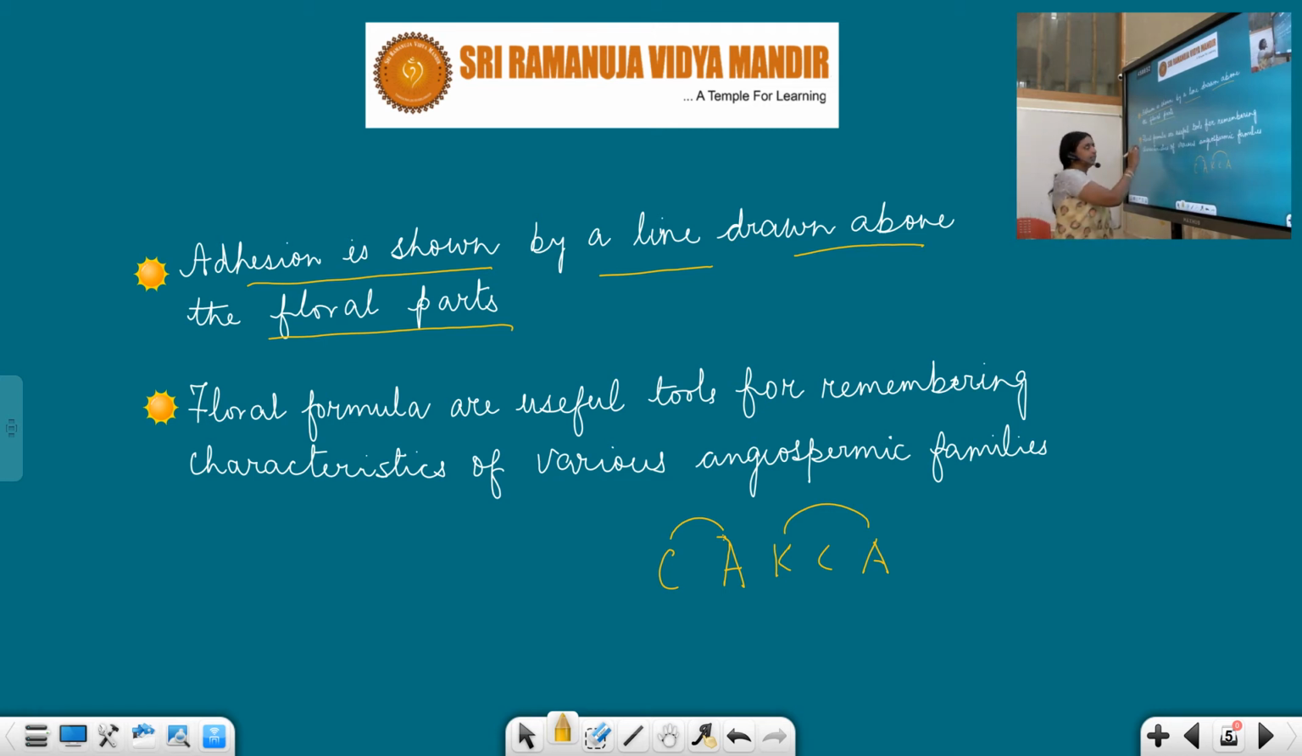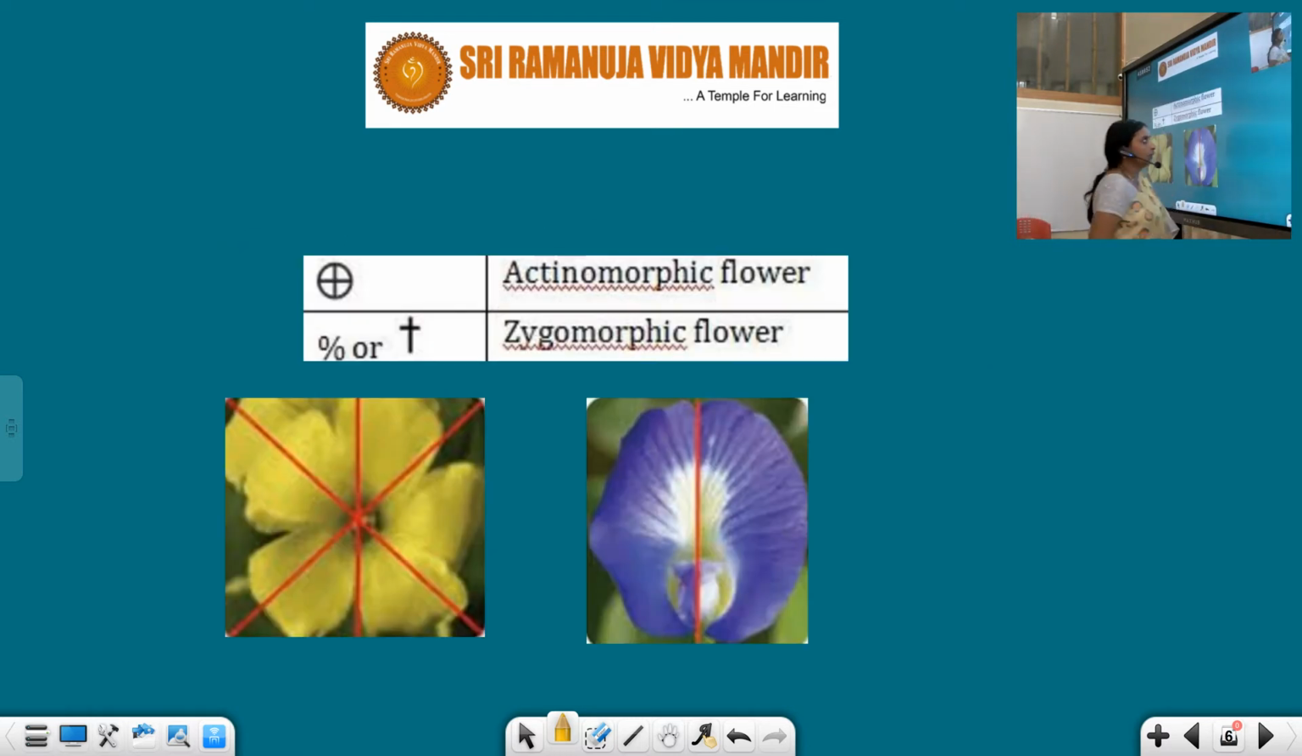And also see the next point. Floral formulas are useful tools for remembering the characteristics of various angiospermic flowers, angiospermic families. So it is the easy way. How do we remember all these families, the varieties of families that are there, and how do we remember the characters of all the families? So it is a useful tool for remembering the characters of all the families. So this is very, very important. And now let's see how we represent.